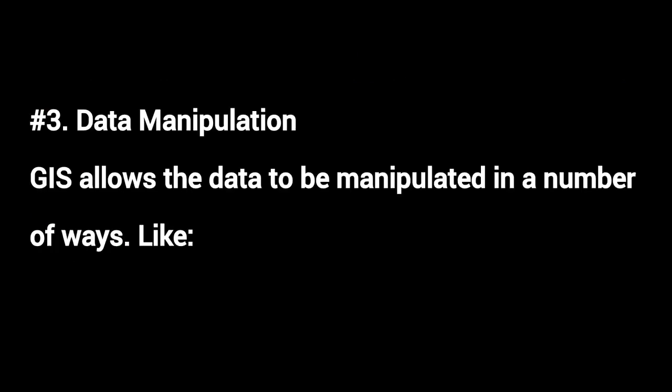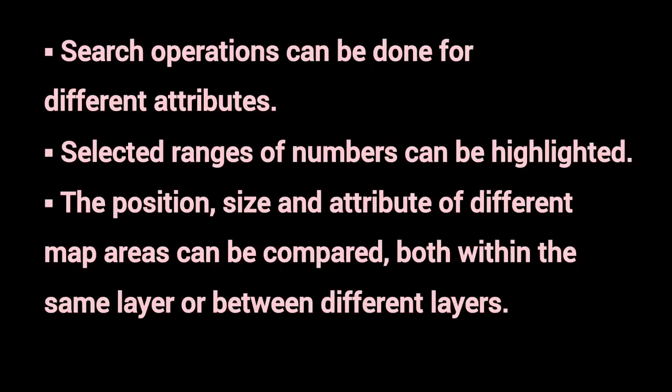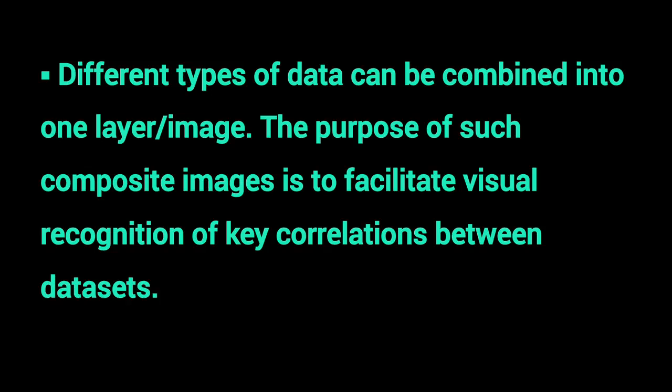Number three, data manipulation. GIS allows the data to be manipulated in a number of ways. Search operations can be done for different attributes. Selected ranges of numbers can be highlighted. The position, size, and attribute of different map areas can be compared both within the same layer or between different layers. Different types of data can be combined into one layer or image. The purpose of such composite images is to facilitate visual recognition of key correlations between datasets.